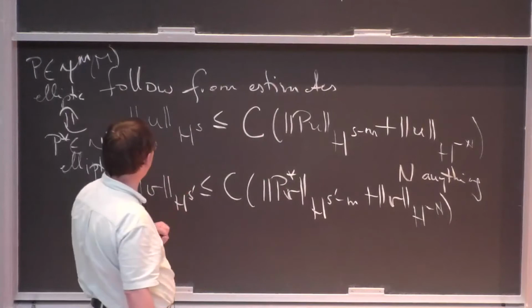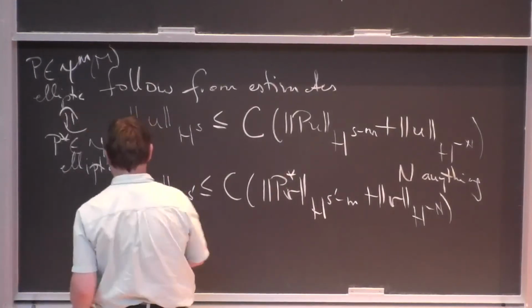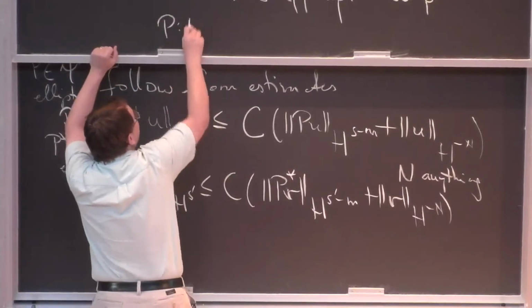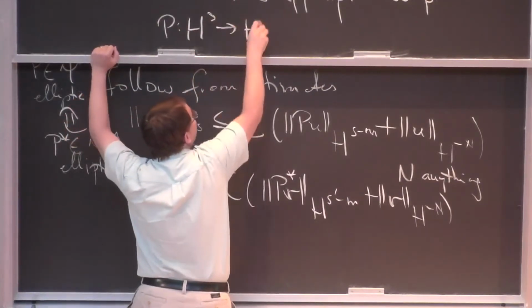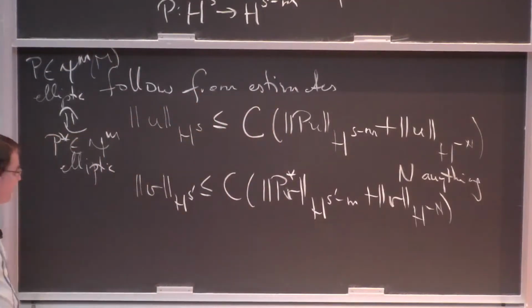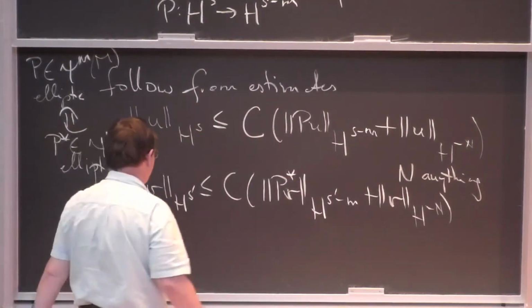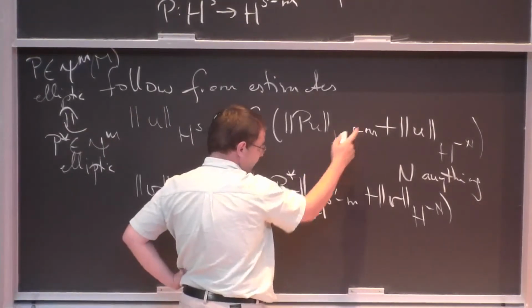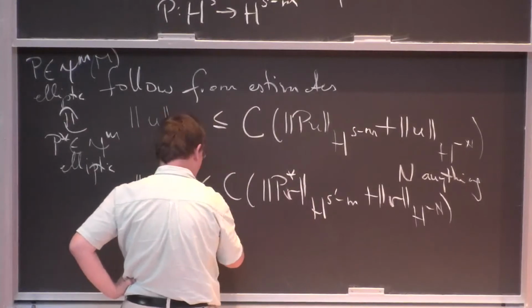And then the actual Fredholm statement, so for example, in this case, it would be H^s to H^(s-m). So this is directly one half of the Fredholm estimate. And the other half would be this. Here you use this with this s prime being the dual exponent of this. So s prime equals minus s minus m.